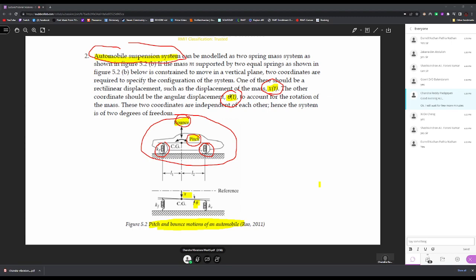So if you want to describe the motion of this system, you can see here the free body diagram. There are two types of displacements. One is the angular displacement theta, which is the pitch of the automobile or the suspension system, and the other one is the vertical displacement, which is the bounce of the system. So two coordinates are required, and thus this system requires 2 equations of motion. And the analysis also should be done for two systems.